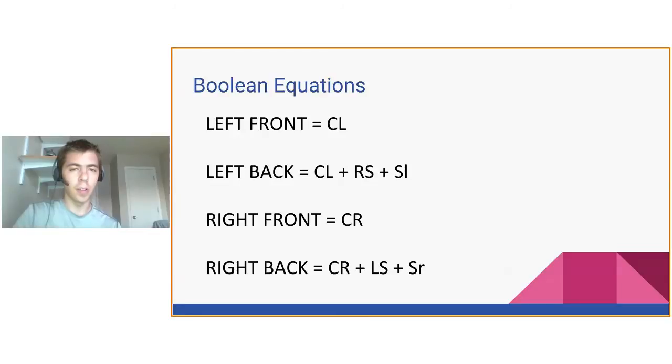Alright, so here we have our Boolean equations, and the equation for our left front is that it's on when the clock and the left switch are on. For our left back equation, we have either the clock and the left are both on at the same time, the right switch and the stop switch are on at the same time, or the stop switch is on and the left switch is not at the same time. And for the right front equation, the clock and the right switch are on. And last of all, for the right back, either the clock and the right switch are on, or the left switch and the stop switch are on, or the stop switch is on and the right switch is not on.